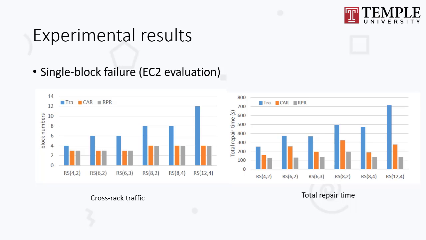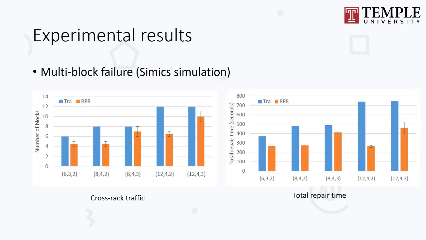In the EC2 experiments, RPR can reduce the total repair time by an average of 67.6% and up to 80.8% compared to the traditional repair. Compared to CAR, RPR can reduce the total repair time by an average of 37.2% and up to 50.3%.